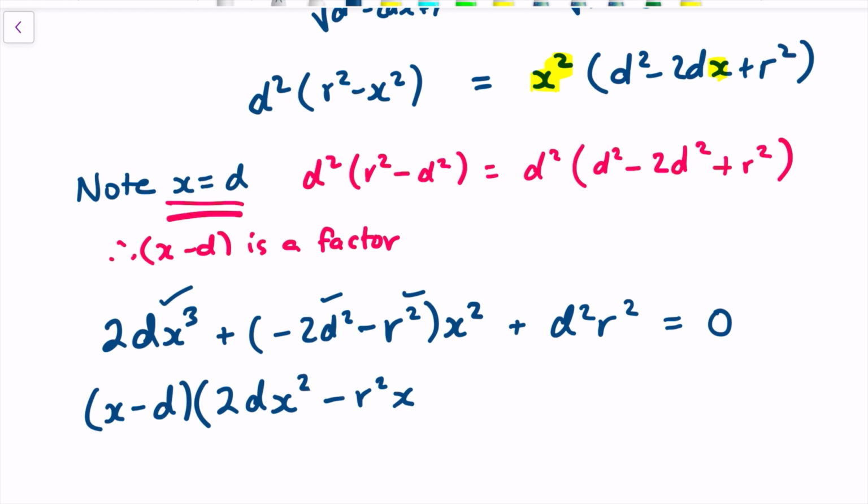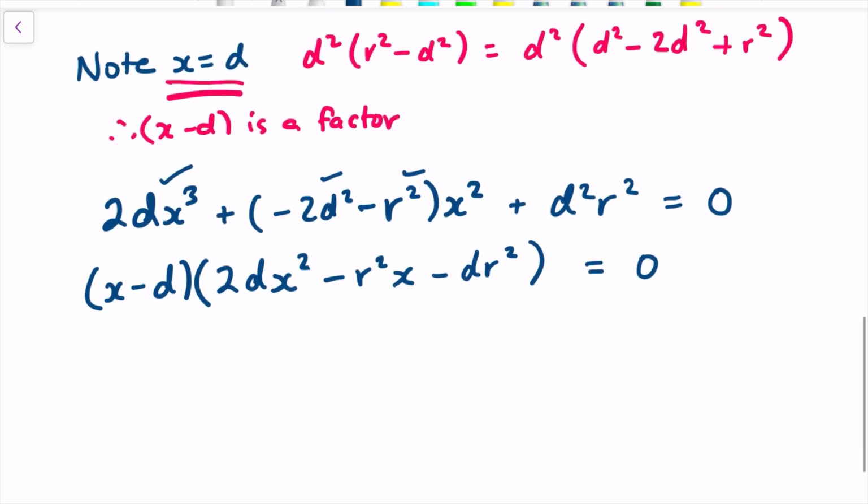There's no linear term in this expression, so to get rid of that dr squared x, we need to go minus dr squared there, close the brackets off, and then the last term will be minus d times minus dr squared, which is plus d squared r squared. So it is a factor, there's no remainder needed, and we know x doesn't equal d, so we're going to have to solve the quadratic here.